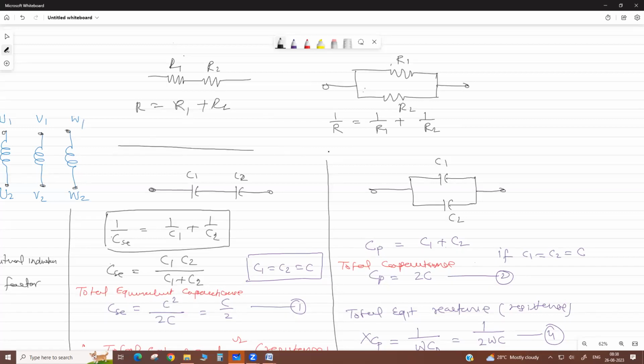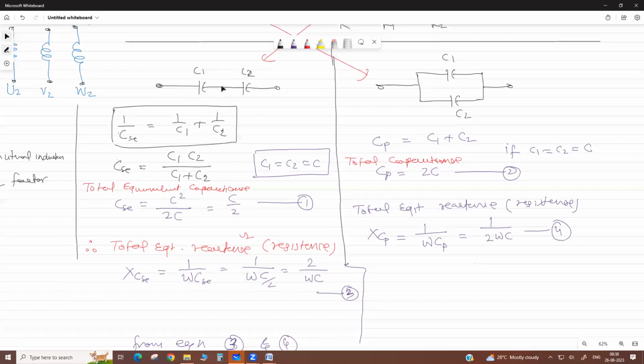Yes sir. But in the case of capacitors, it is opposite. This is for series and this is for parallel. That's why these are like cross. Please, for capacitors it is opposite. So what is the total capacitance if two capacitors are in series? This formula. And for parallel, simple addition.